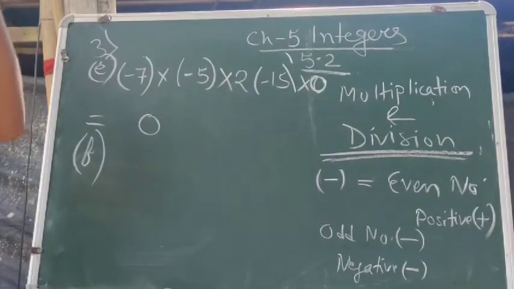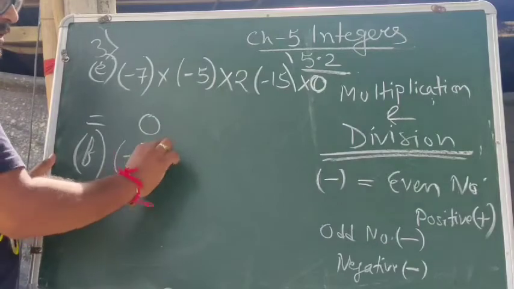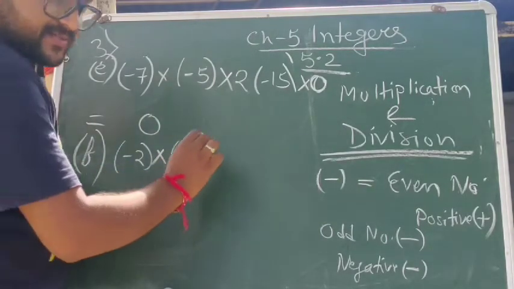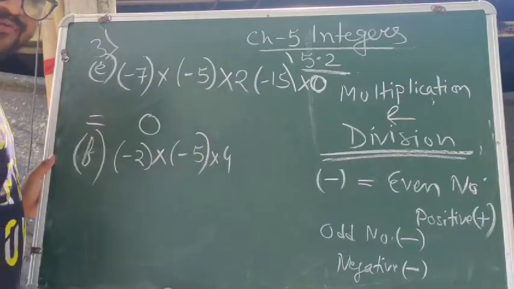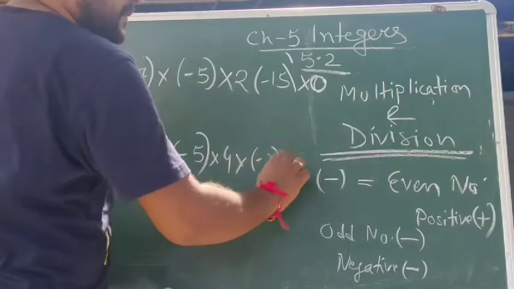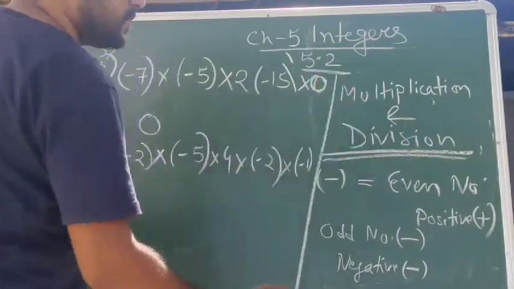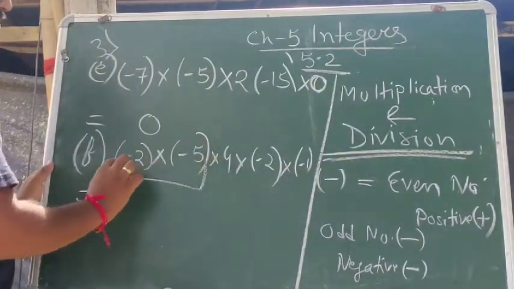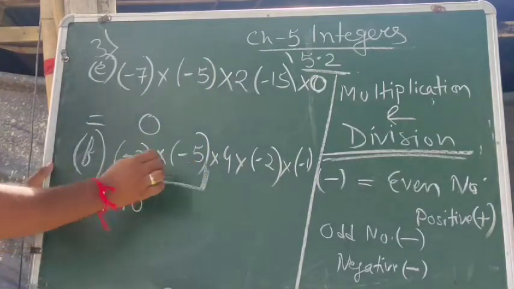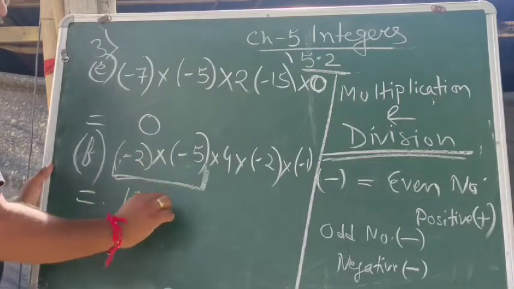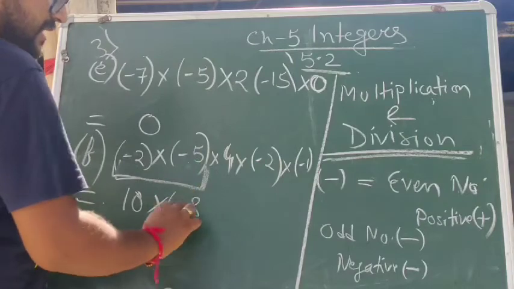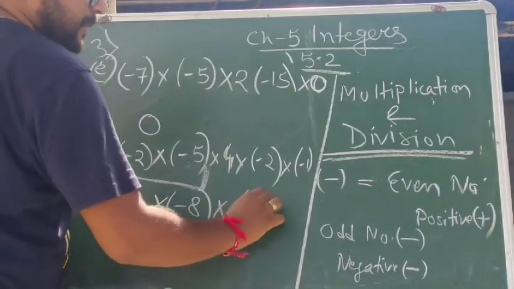So last, let us do number F. That is minus 2 into minus 5, again into 4, then into minus 2, into minus 1. So let us do this. Let us take it as pairs. Minus 2 into minus 5: 5 twos are 10. Minus minus will be positive. Then 4 into minus 2, the answer will be minus 8.